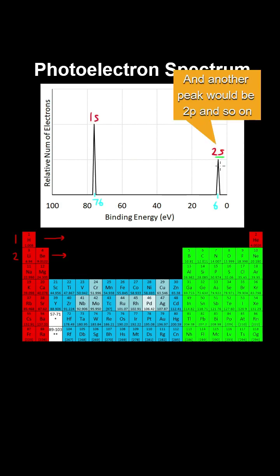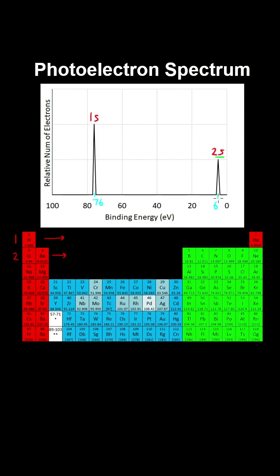So this must be the valence shell, because it's a lot easier to eject an electron, as it has a much lower binding energy than the 1s subshell. And the relative heights of the peaks tell us the ratio of electrons between the subshells. So for every 1 electron in a 2s subshell, there's 2 electrons in the 1s subshell. So therefore, using the periodic table, we have 1s2 and 2s1, which is the electron configuration for lithium.